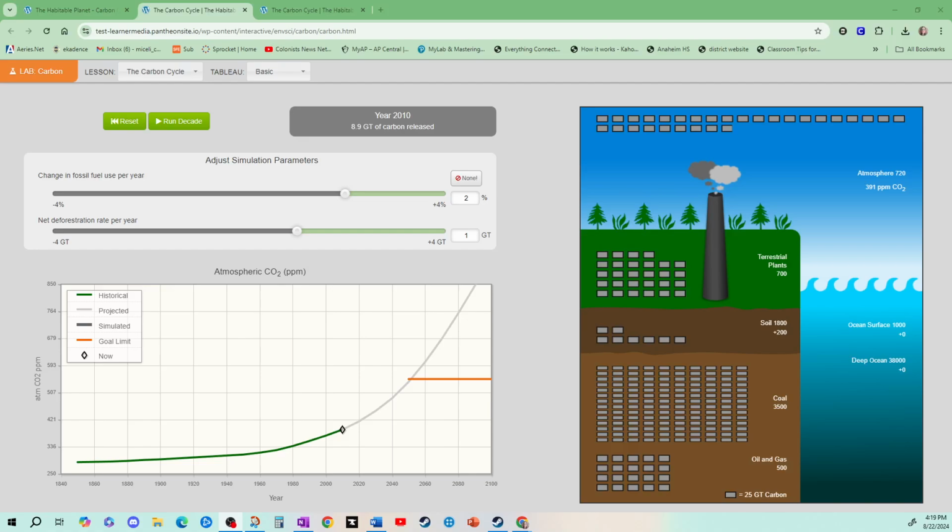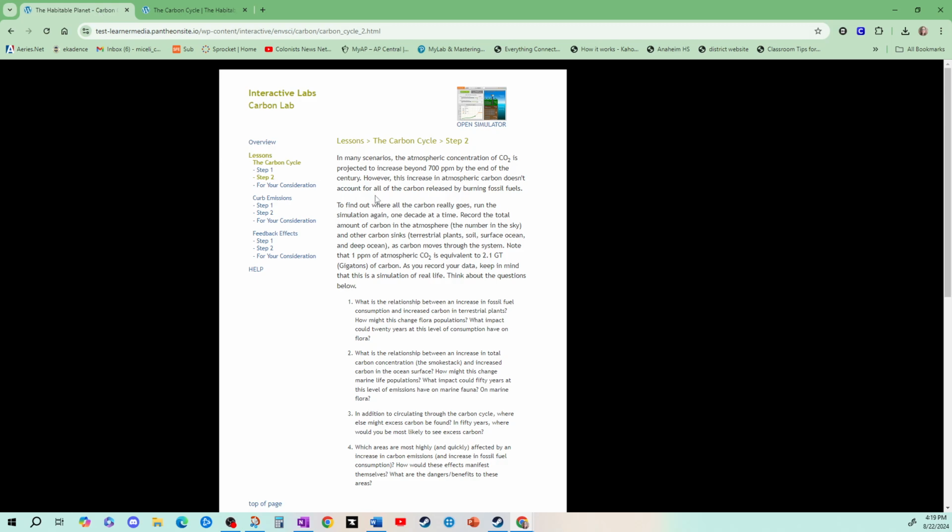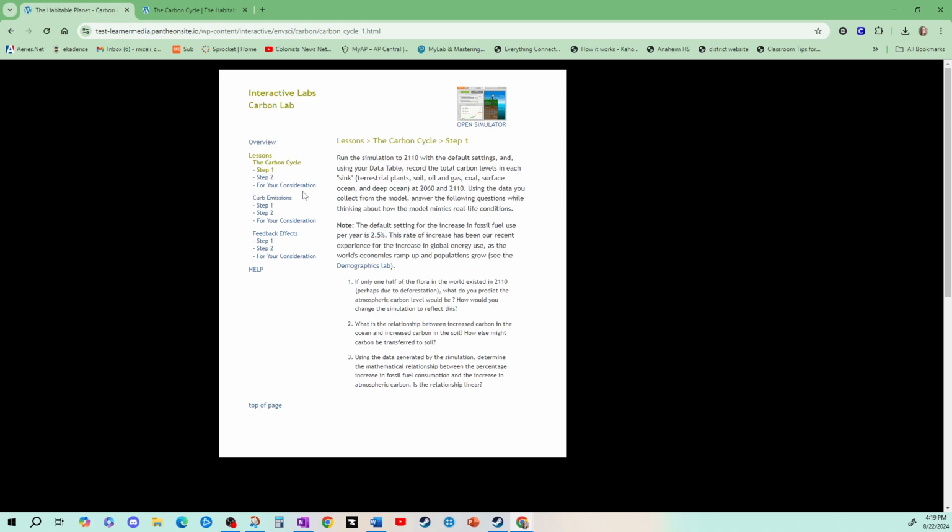Okay, we are going to figure out this carbon cycle together, and I'll show you what you need to do, and hopefully this will be good for you to complete the whole thing. So we've got our directions here, and it tells us what we need to do for step 1. It says run the simulation to 2110 with the default settings, and use your data table to record the total carbon levels in the sink, which is terrestrial plants, soil, oil, gas, coal, surface ocean, and deep ocean. Using that data, we're going to answer some questions.